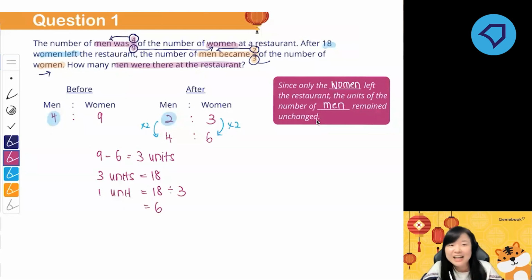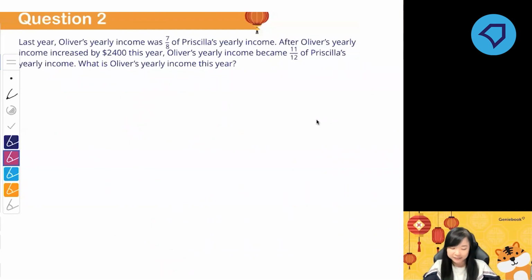And finally, everybody, how many men were there at the restaurant? How many units am I looking at for the men? 4 units. So 4 times 6, 24. Everybody got 24? Okay, are you all ready to try the next one? Yes? Okay, let's take a look.